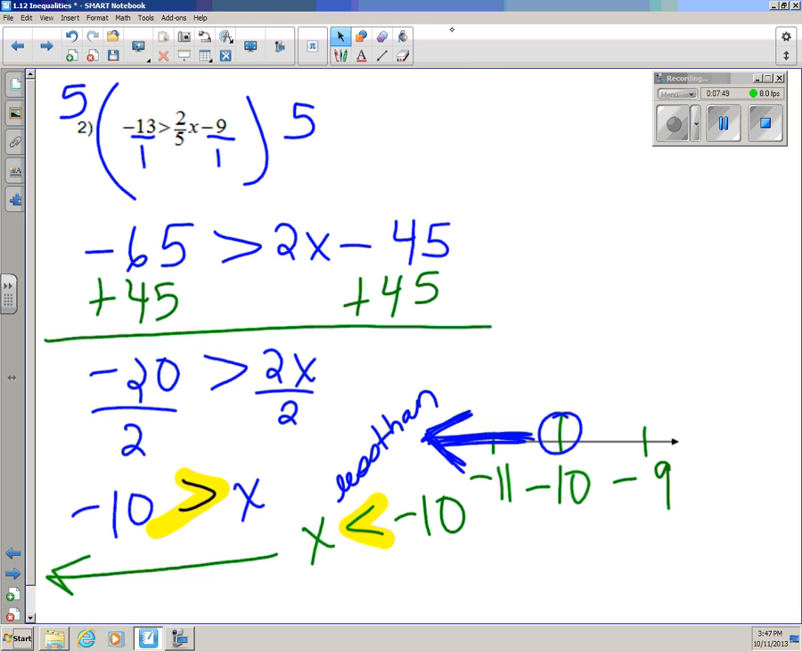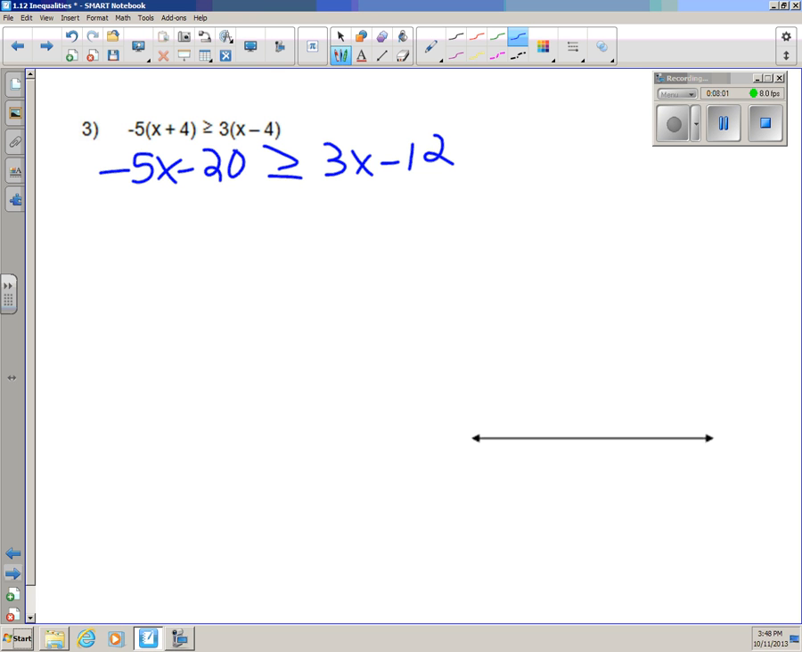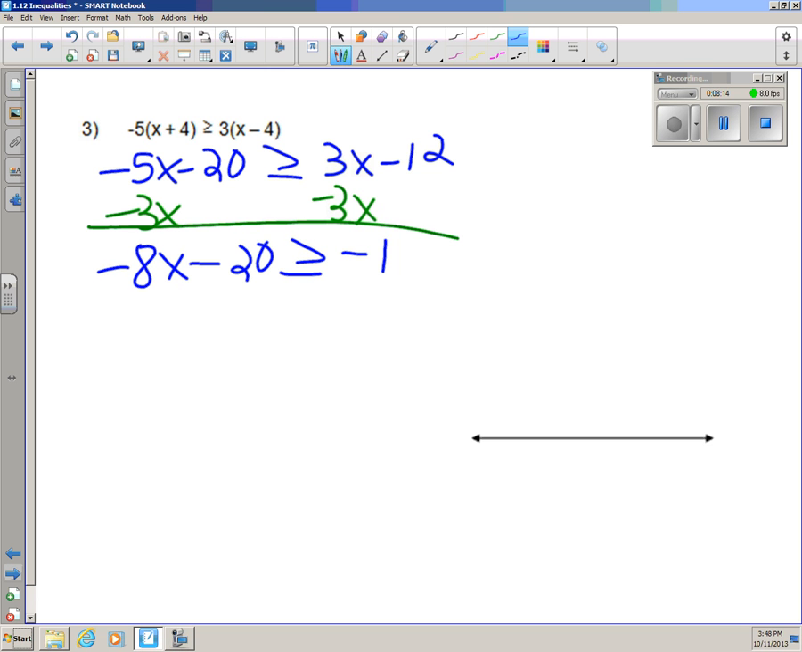Let's try the next one. We've got to distribute here. So I'm going to distribute, and I'm going to get negative 5x minus 20 greater than or equal to 3x minus 12. I'm going to bring everything to the left, variable-wise. Subtract 3x, subtract 3x. Negative 8x minus 20 greater than or equal to negative 12.